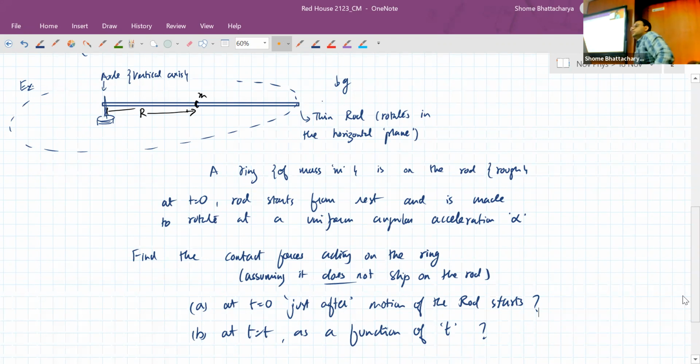Now, what are the external agents that can apply force on the ring? One, there's Earth's gravity, so mg is being applied by it, and second, it is in contact with a rough surface. So that surface is able to apply two types of contact forces: normal to itself and friction tangentially.